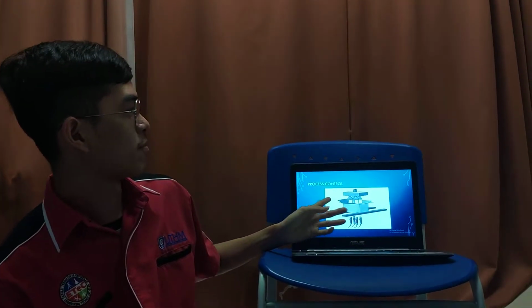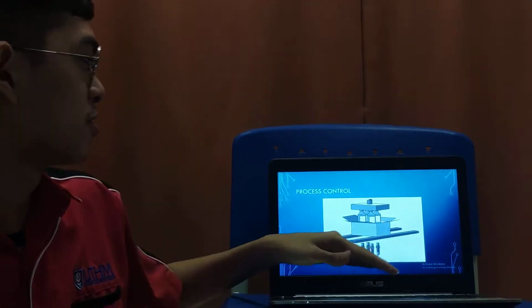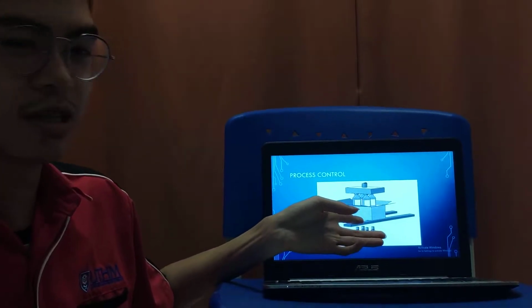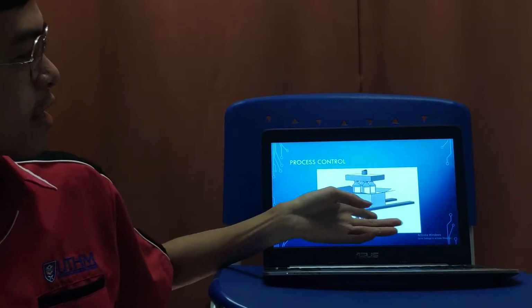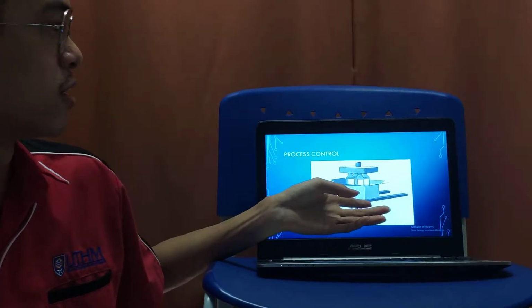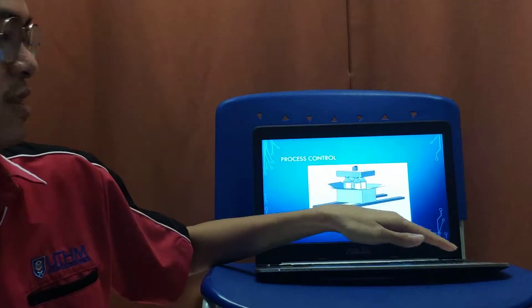So this is an example of process control. The capacitive proximity sensor will detect the presence of the object in the box.